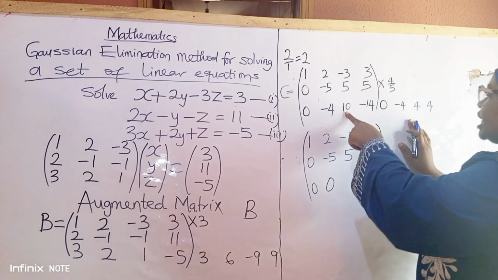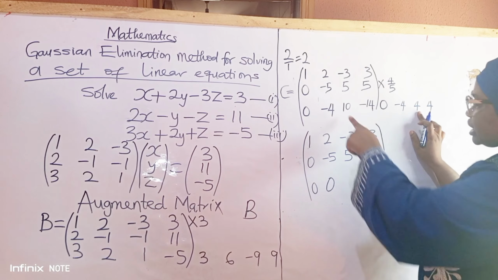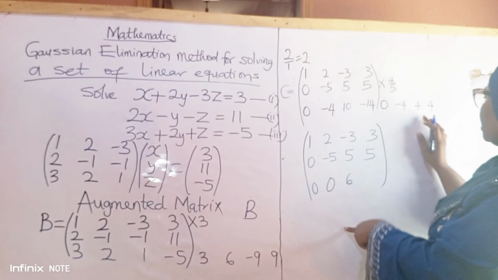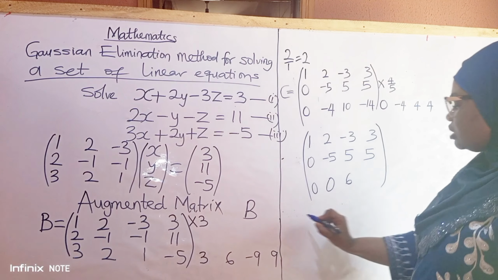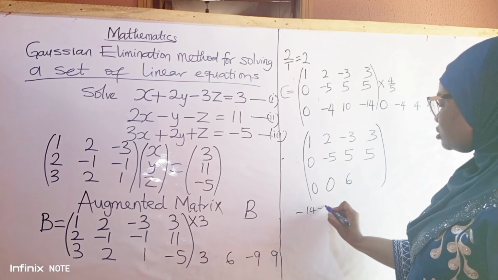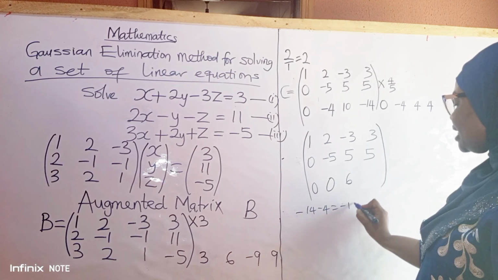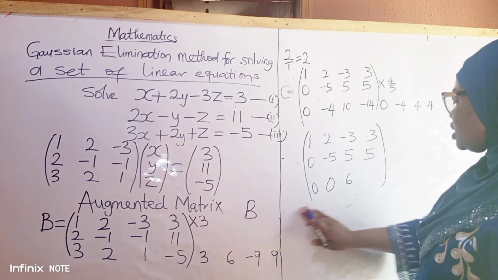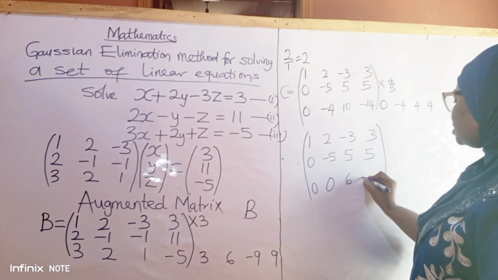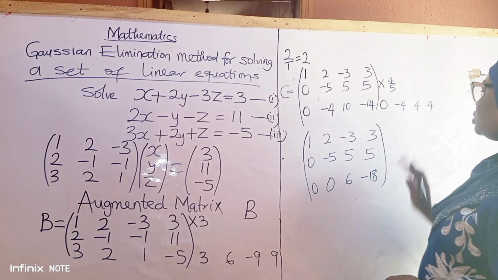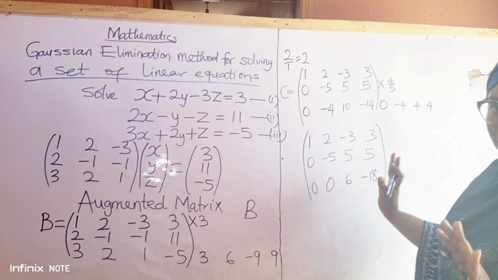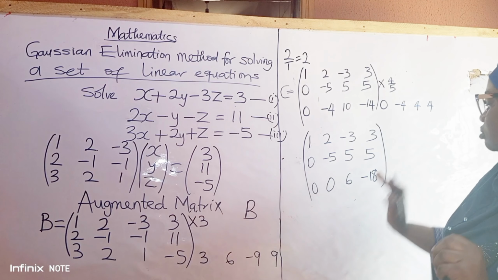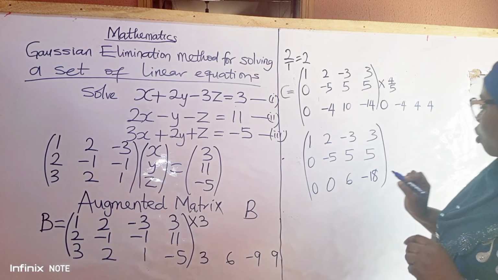Now, 10 minus 4. 10 minus 4 is what? 6. Now, minus 14 minus 4. Minus 14 minus 4 is what? Minus 18. So you write minus 18 here. So after doing this one, that means we are done.